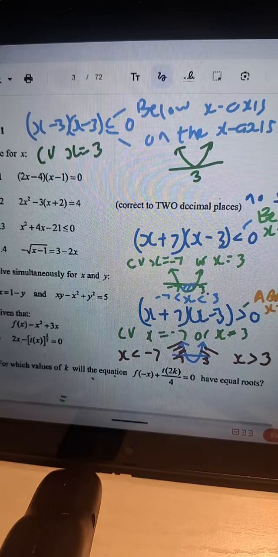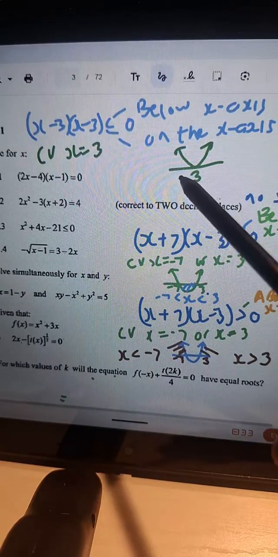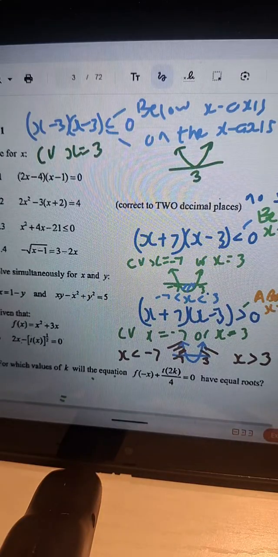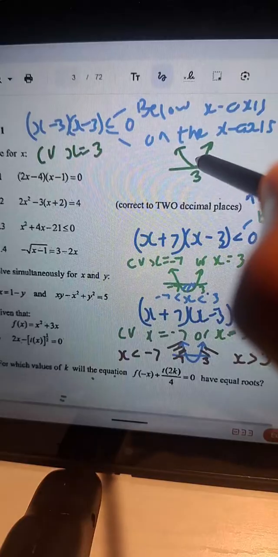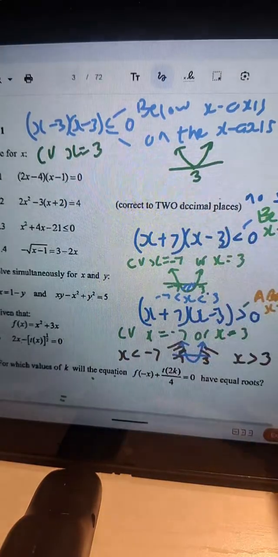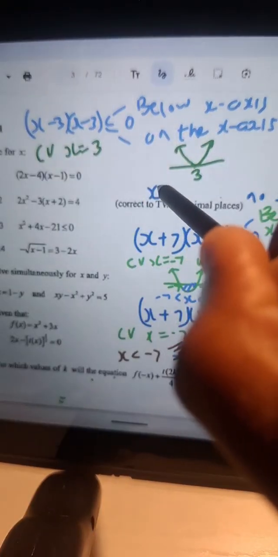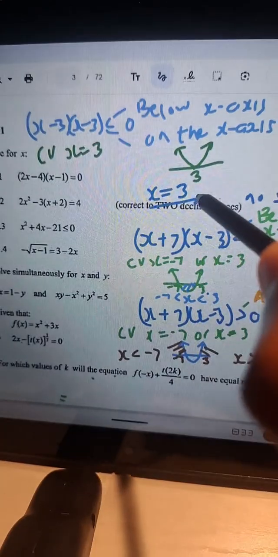My question is, is the function found on the x-axis? Remember, the x-axis is this horizontal line. Is the function found on the x-axis? The one says yes. Very good. So the function is found on the x-axis, at 3 exactly. Therefore, our answer, guys, is x is equal to 3. Full stop.